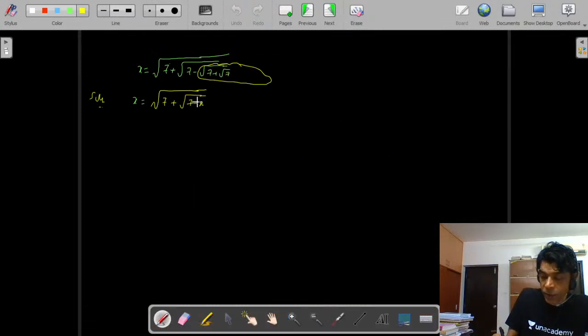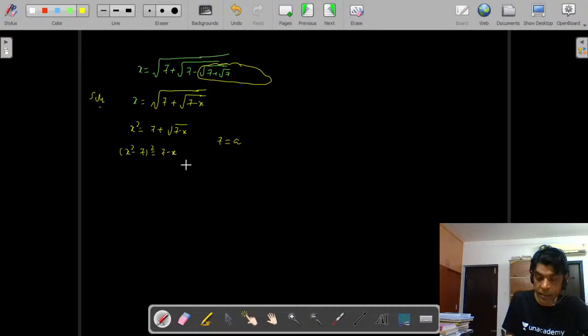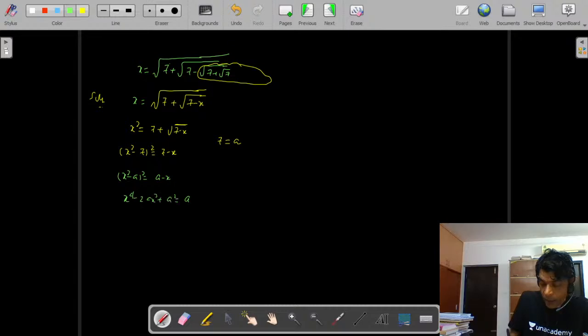Now this one. So I write x, and then I write now x squared is 7 plus the square root of 7 minus x. Again I can write x squared minus 7 whole squared is 7 minus x. Now 7, again you put 7 as a, as you did. You understand that this is actually pretty much the same thing, nothing different. So x squared minus a whole squared is a minus x. So x to the 4 minus 2a x squared plus a squared equals a minus x.